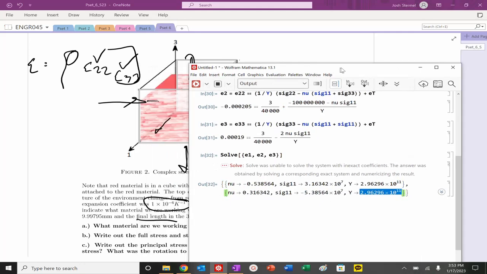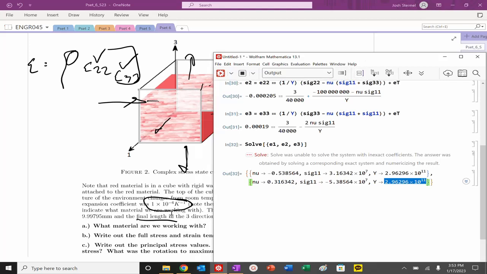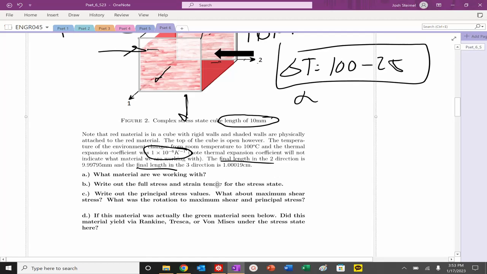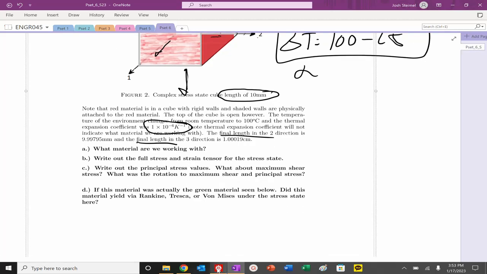All right, so what material are we working with? Well, Poisson ratio of about 0.3, Young's modulus of about, what is that? Actually, that's quite interesting. It's about 2, basically gigapascals. So about 200, 300 gigapascals. So maybe metal, probably metal. So that's a possibility. Write out the full stress and strain tensor. We already calculated that. What are the principal stress values?